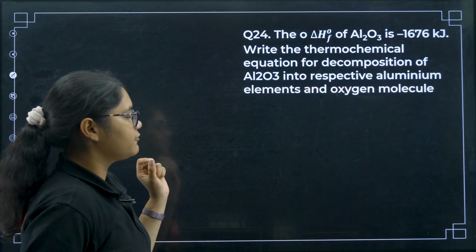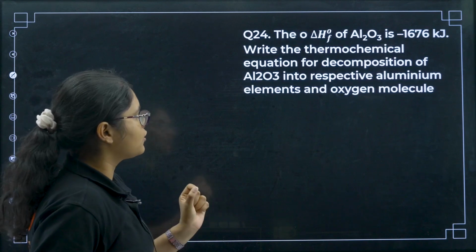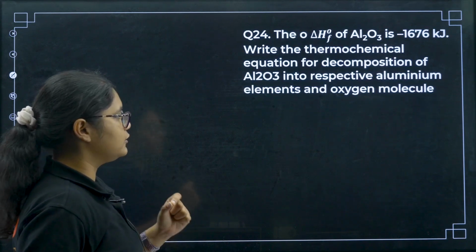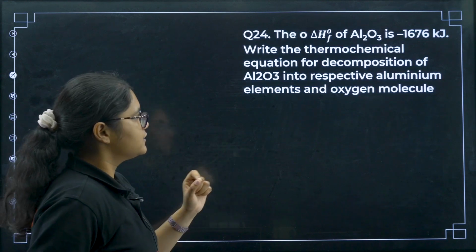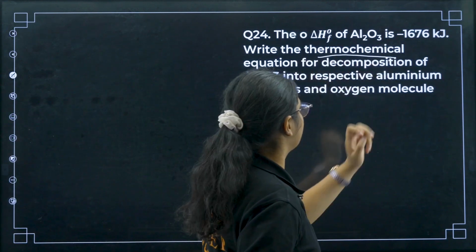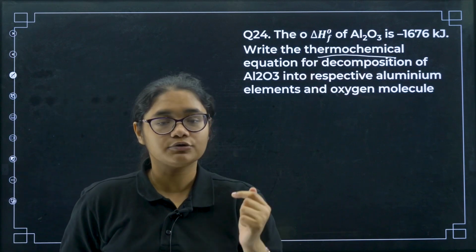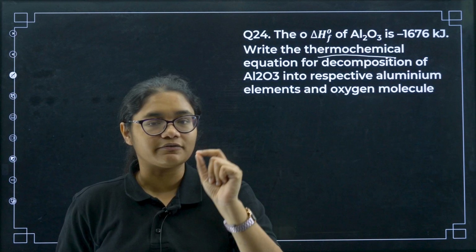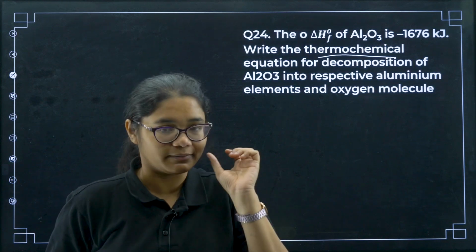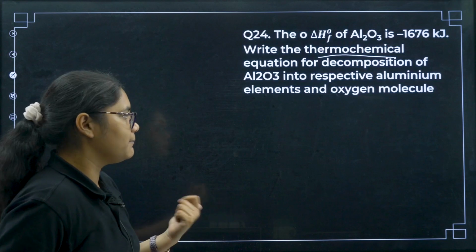The delta HF of Al2O3 is given. Write the thermochemical equation for the decomposition of Al2O3 into respective aluminium element and oxygen molecule. So when it is told thermochemical equation, it means you should also mention the amount of heat that will be released or that will be required in that reaction. If you mention that, then it is called thermochemical equation. Now it should be a balanced equation.